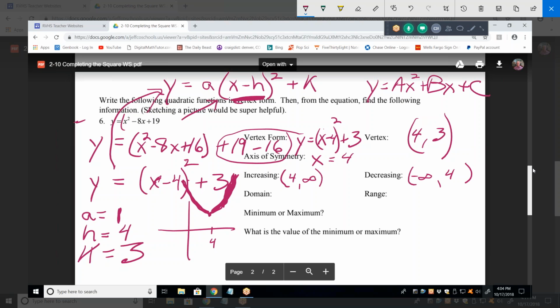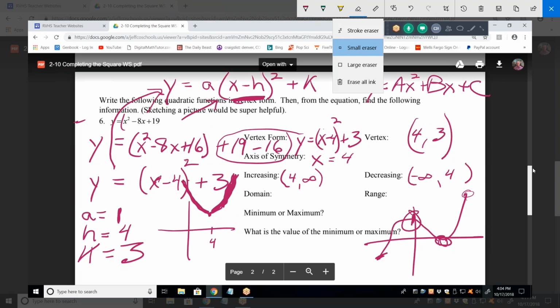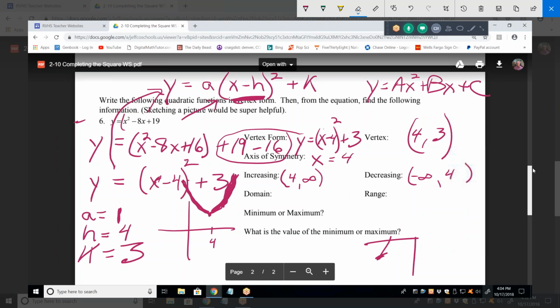If I had something like this, it's increasing from negative infinity to there, decreasing from there to there, and then increasing from there to positive infinity. So that's the deal about increasing and decreasing. Just look at it: if it's going uphill, it's increasing, and if it's going downhill, it's decreasing.